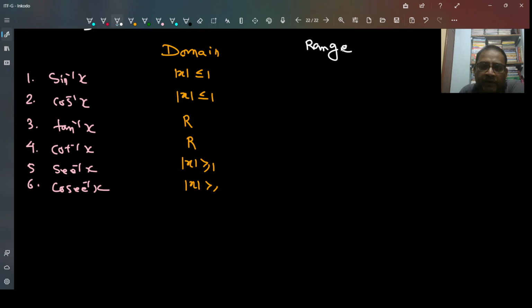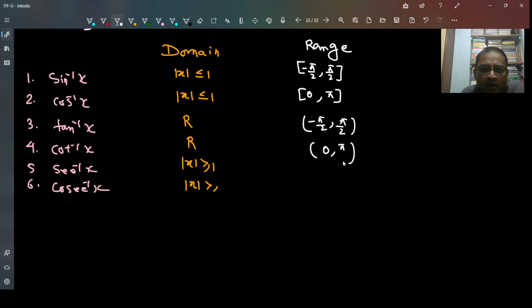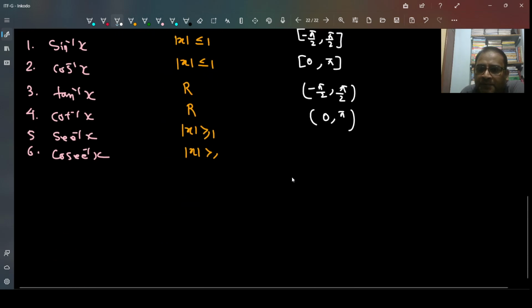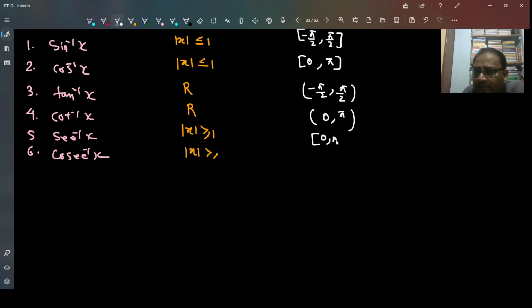Number 1, closed bracket, minus pi by 2 to pi by 2. Cos inverse is 0 to pi, all the values lie above the x-axis. For tan inverse x, it is open bracket minus pi by 2 to plus pi by 2. For cot inverse x, open bracket 0 to pi. And sec inverse x is the same as what we get here: range 0 to pi except pi by 2. And for cosec inverse, minus pi by 2 to pi by 2, except 0.